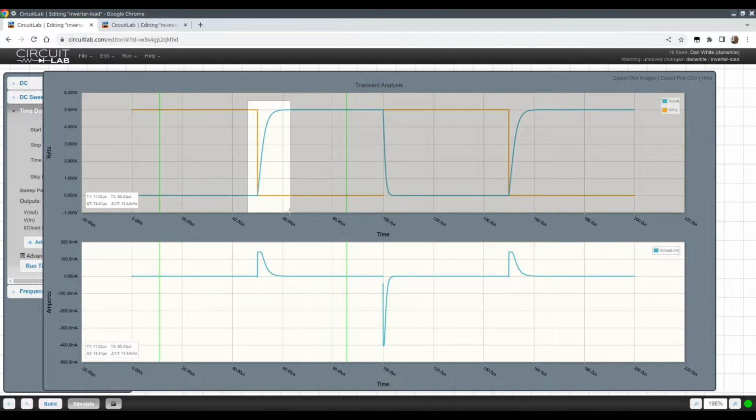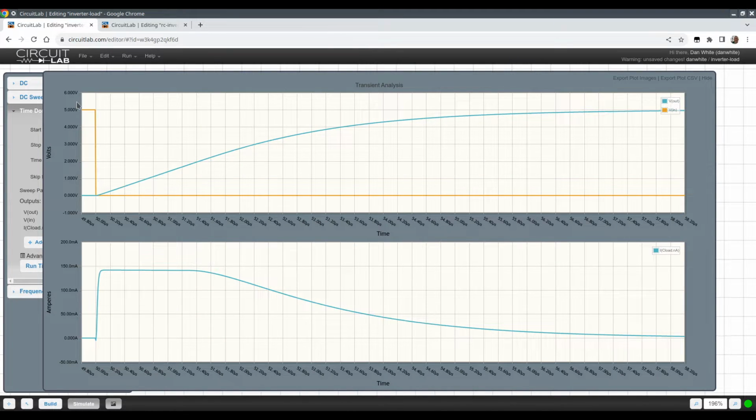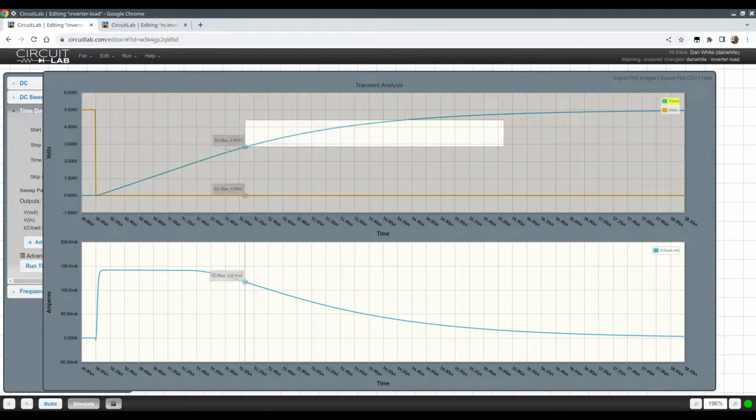All right, let's zoom in on the rising edge of the output. CircuitLab's a little harder to read. Okay, so input is high, it goes low. The output was low, and then it's going to go high. It goes up, up, up, up, up, up, up, and it goes, oops.